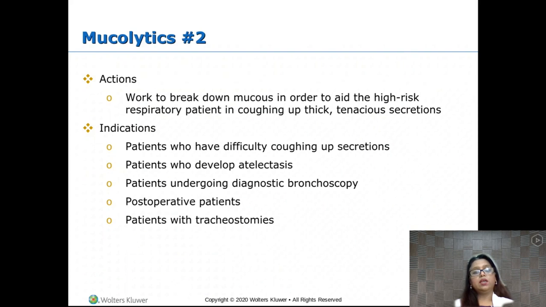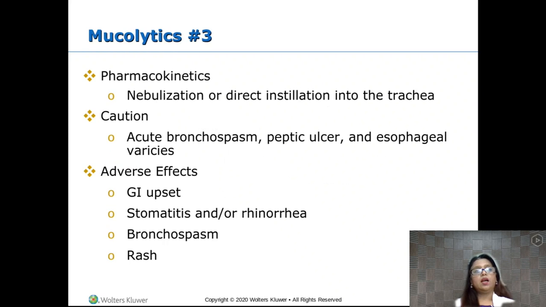Indications. What is the indication? Whenever patients have really thick secretions, they're not able to cough it out. Sometimes even in cystic fibrosis, patients who develop atelectasis, who undergo diagnostic bronchoscopy, postoperative patients, and patients with tracheostomies. Administration is by nebulization and direct instillation into the trachea. Sometimes these medications can be instilled directly, in liquid form, into the trachea. We have to be really cautious if patients have acute bronchospasm, peptic ulcer, or esophageal varices. Adverse effects include GI upset, stomatitis, rhinorrhea, bronchospasm, and rashes.